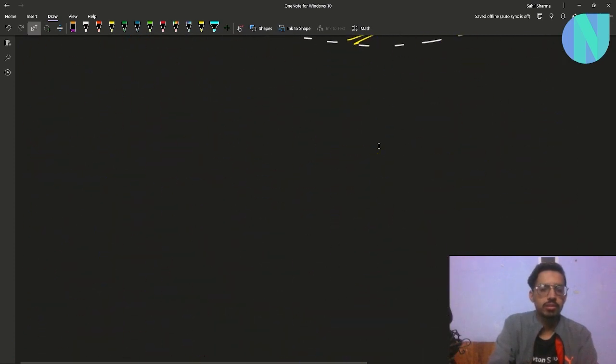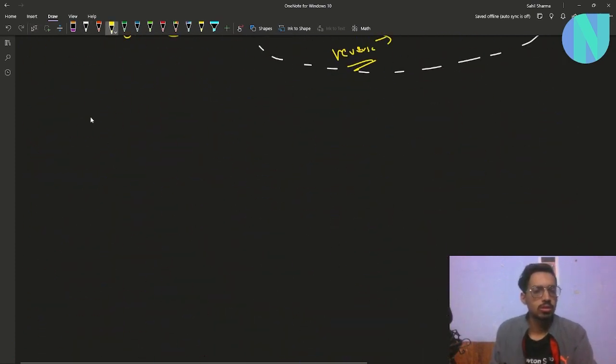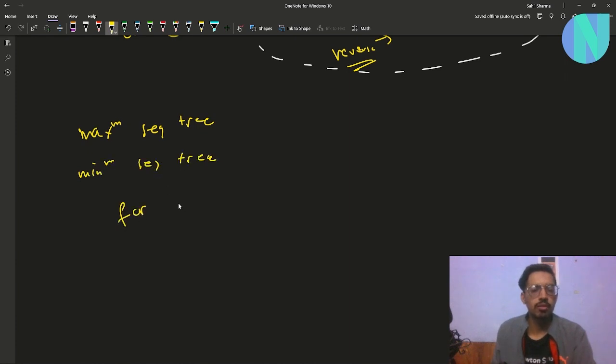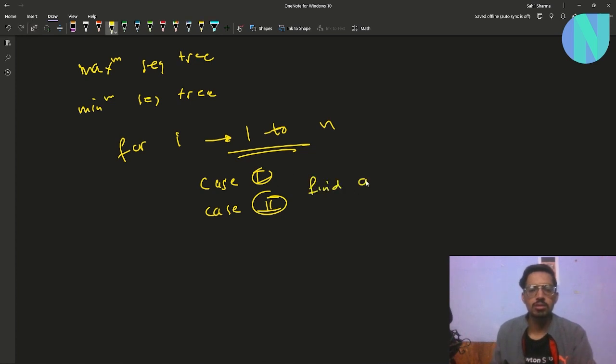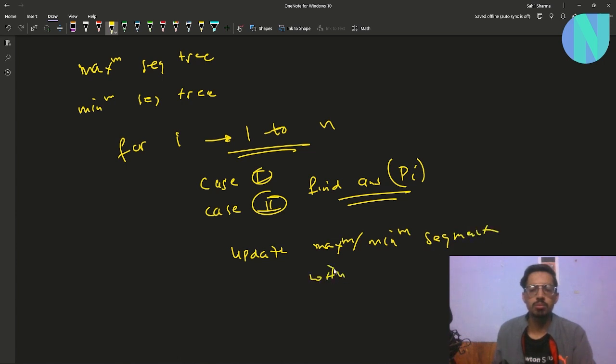So if I have to write the logic for this, we will have two segment trees, right? One is the maximum segment tree and the other is the minimum segment tree. So for every i going from 1 to n, consider the cases, case 1 and case 2, right? Find the answer for Pi, then update the maximum and minimum segment trees with this Pi value.